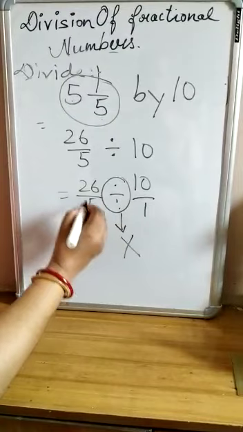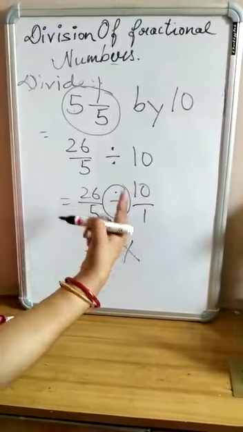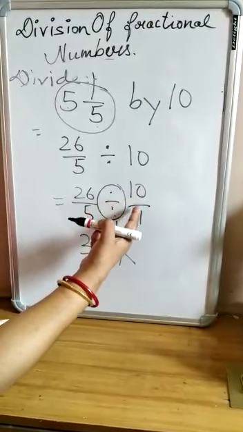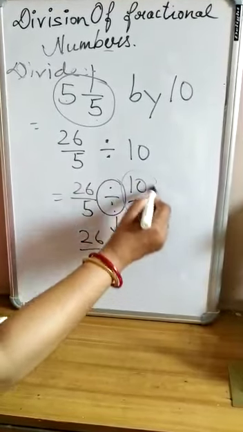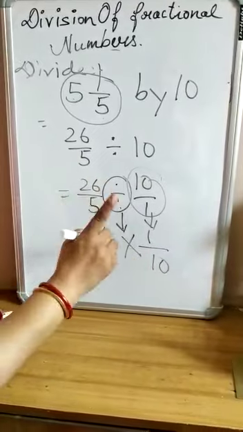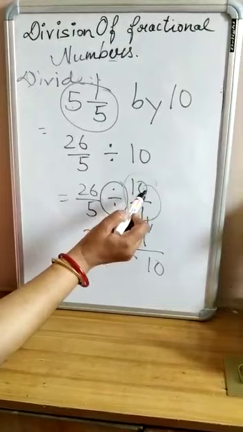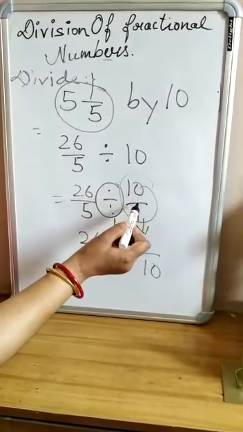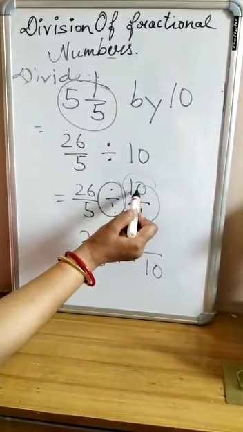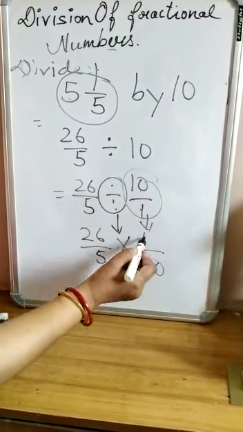Now I am writing 26 by 5 as the dividend, and then in the next step what will I change? I will change this divisor. The divisor is 10 by 1. I will write down the reciprocal of this 10 by 1, that is equal to 1 by 10. First step, I have changed the sign of division to multiplication. Then second step, I have changed the divisor into its reciprocal. Here the divisor is 10. 10 means 10 by 1. The reciprocal of 10 by 1 is 1 by 10.